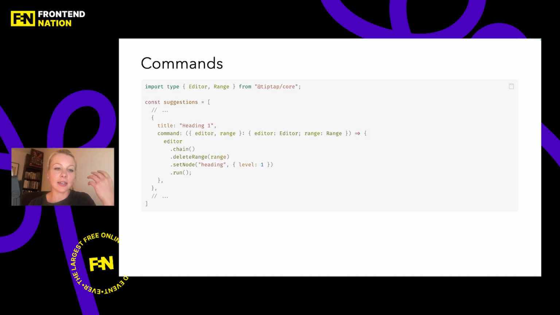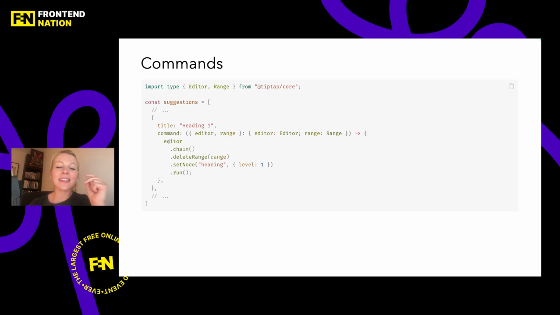So I can then say I want the editor, and then I get the autocompletions already. So I know I can type .chain, .deleteRange, .setNode heading to 1 and run. It looks a bit complicated the first time. What is happening here is I am accessing the editor element and I want to chain multiple commands. And the commands are actually only 2.